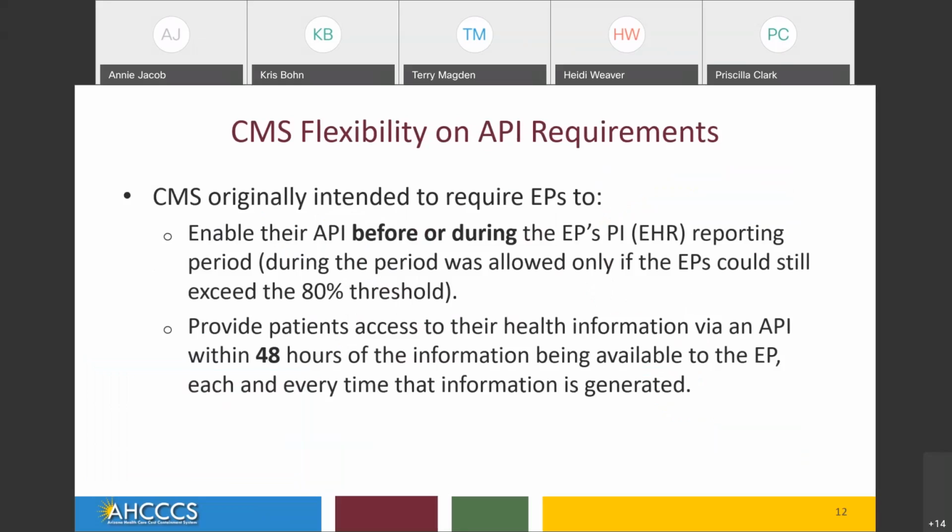So CMS allowed some flexibility on API requirements. Originally, CMS intended to require EPs to first enable their API before or during the EP's reporting period. During the period was allowed only if the EPs could still exceed the 80% threshold. CMS also intended for patients to access their health information via an API within 48 hours of the information being available to the EP each and every time that information is generated.